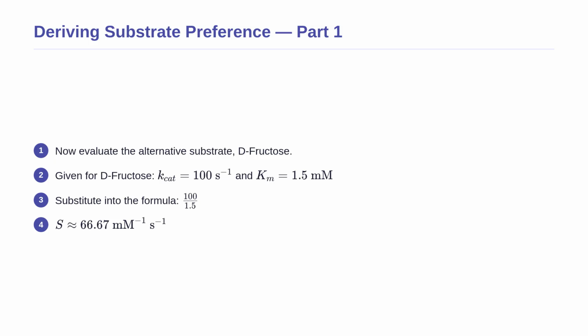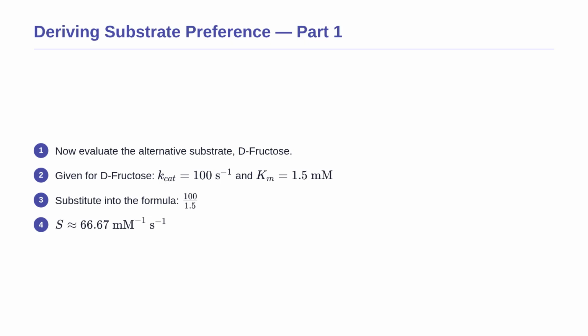Having calculated the baseline for D-glucose, we now need to prove mathematically which sugar the enzyme actually prefers. To do this, we must evaluate the alternative substrate, D-fructose. For D-fructose, the enzyme has a lower turnover number of 100 per second and a much higher Michaelis constant of 1.5 millimolar. We substitute these new values into our specificity constant formula, dividing 100 by 1.5.